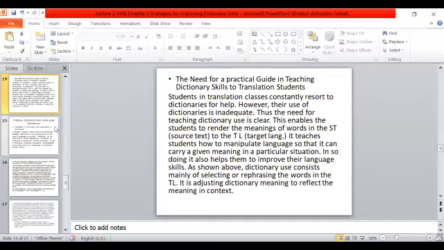It teaches students how to manipulate language, how to use language so that it can carry a given meaning in a particular situation. In so doing, it also helps them to improve their language skills. As shown above, dictionary use consists mainly of selecting or rephrasing the words in the target language. It is adjusting dictionary meaning to reflect the meaning in context.